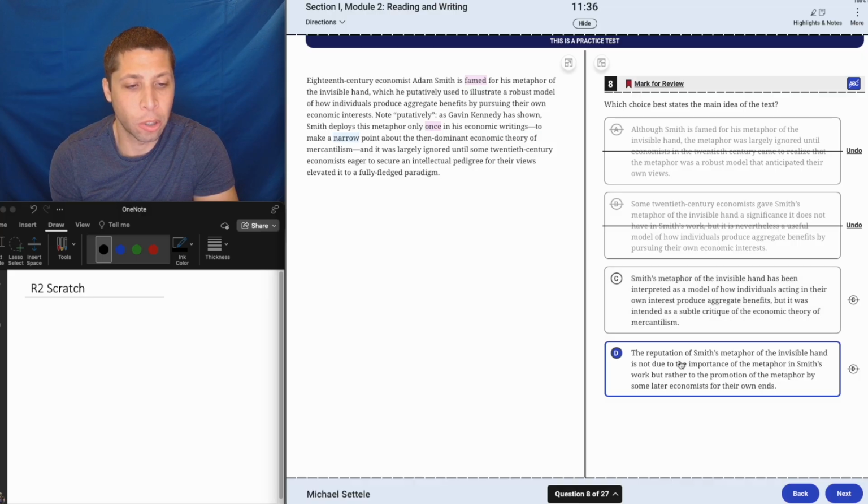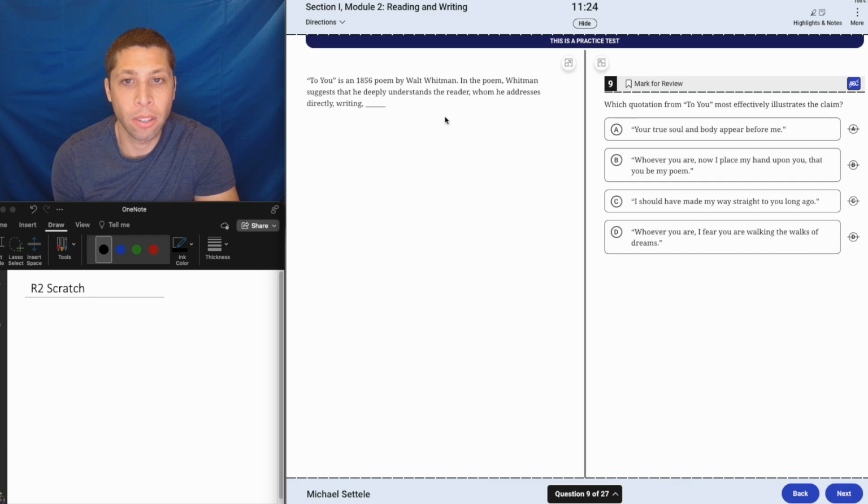I don't love that this first part, the reputation of the metaphor is not due to the importance of the metaphor in Smith's work. I mean, that seems like it's suggesting something we don't know, but let's move on. Effectively, it's just a claim.